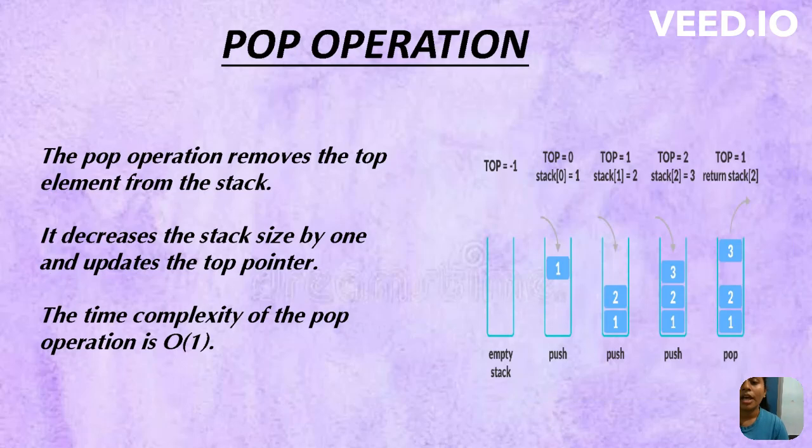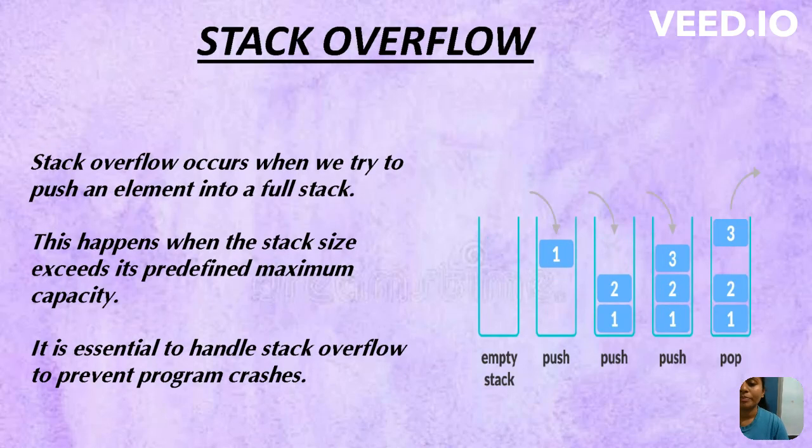Pop operation. The pop operation removes the top element from the stack. It decreases the stack size by 1 and updates the top pointer. The time complexity of the pop operation is O(1).